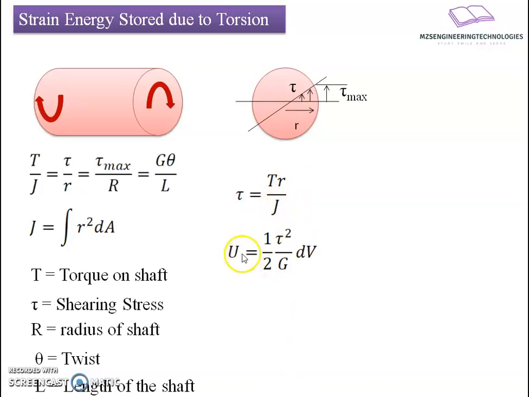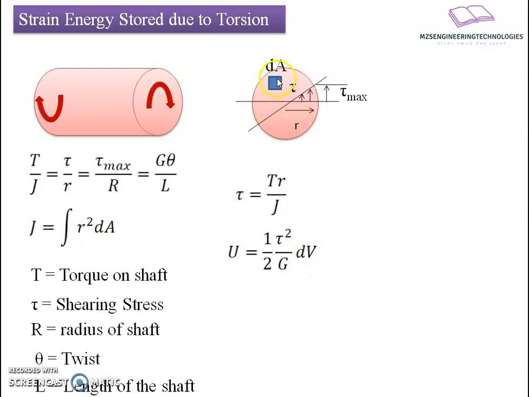Now I know the equation for the strain energy stored in shearing. It will be U equals 1/2 of tau square by G into dV. I will replace this tau with the mathematical relation we have drawn from the basic equation. Before that, let's try to express this volume. Can I replace this volume with a certain quantity?